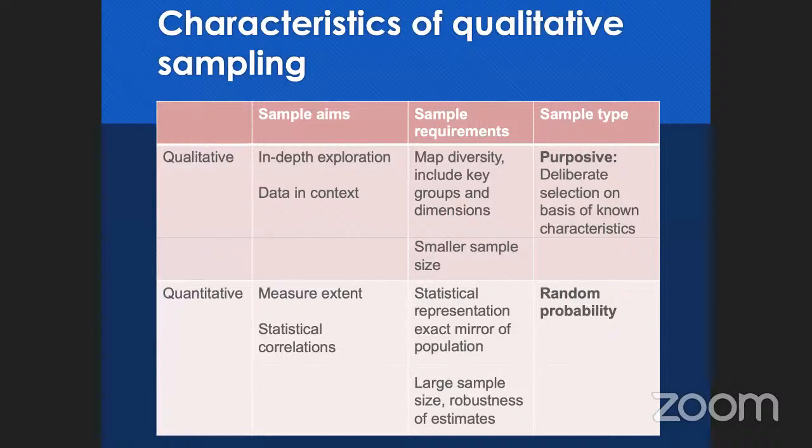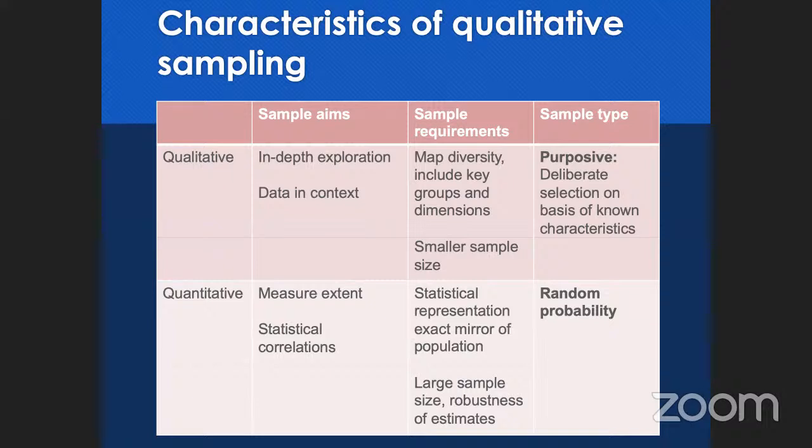For the sampling techniques in qualitative research, first of all, the sampling aim in qualitative research is in-depth exploration of the data in context, while quantitative research focuses on measuring the extent and the statistical correlation of that data. While for the sampling requirement in qualitative research, it must have diversity, including key groups and dimensions, with a smaller sample size.